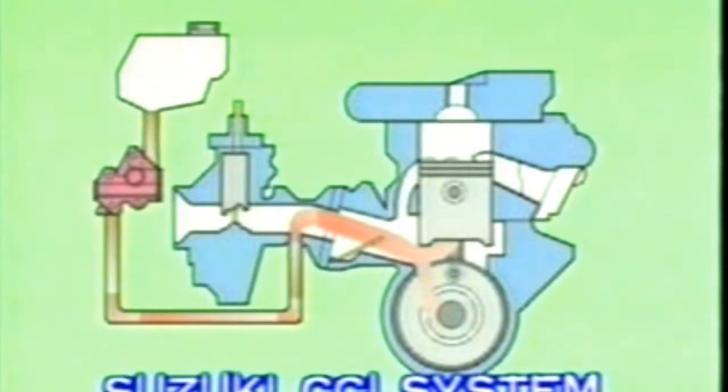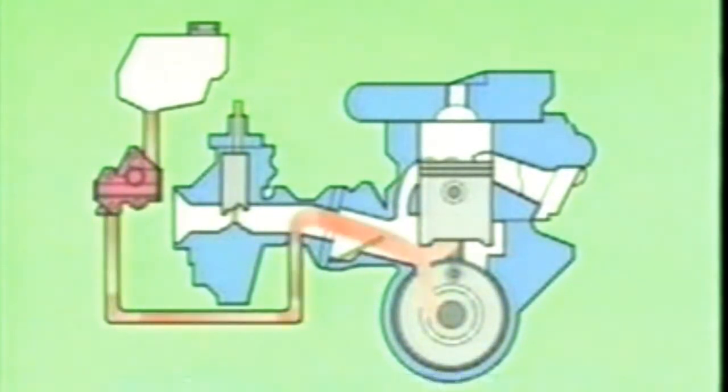This diagram shows the basic flow of lubrication in the Suzuki CCI system. Oil is pumped out of the oil tank into the inlet manifold with the oil pump. It enters the crankcase chamber together with fuel-air mixture from the carburetor.